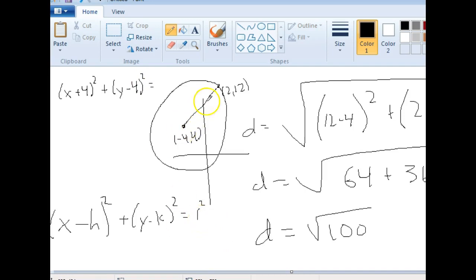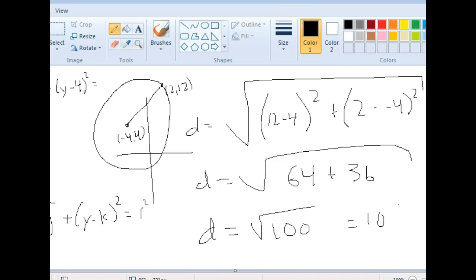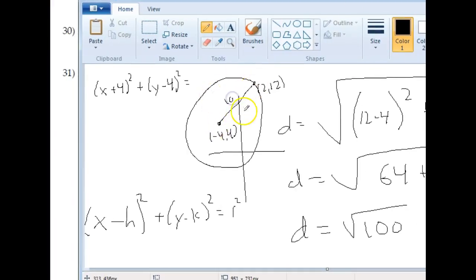Now, to find the radius, we're going to need to use the distance formula between the 2 points we know, the point on the outside of the circle and then the center. And so the distance formula, you subtract the y values and square them, subtract the x values and square them. So 12 minus 4 is 8, 8 squared is 64. 2 minus a negative 4 is 6. 6 squared is 36. Add those together, you get 100. Square root of 100 equals 10. So our radius, the length of this segment here, is 10. Well, we want our radius squared to be on the right side, so that would then be our final equation in center radius form.